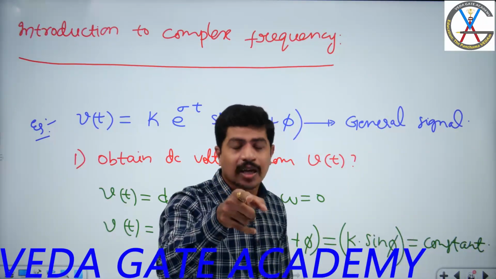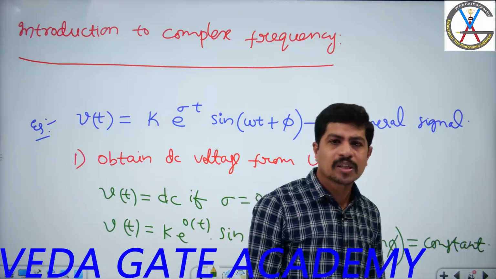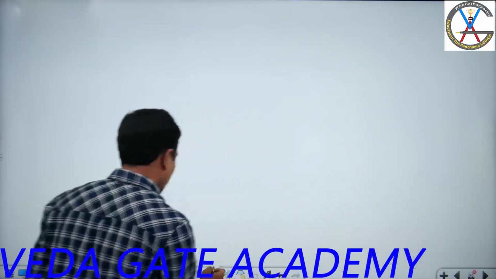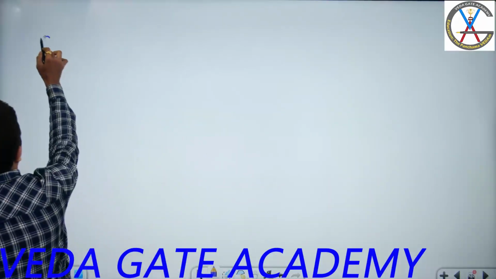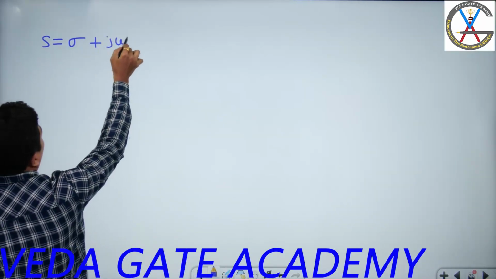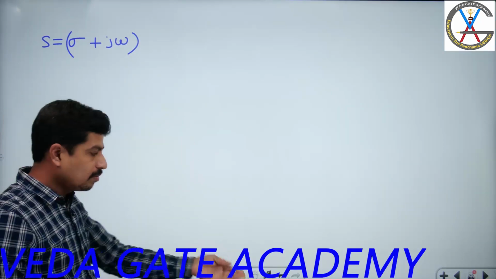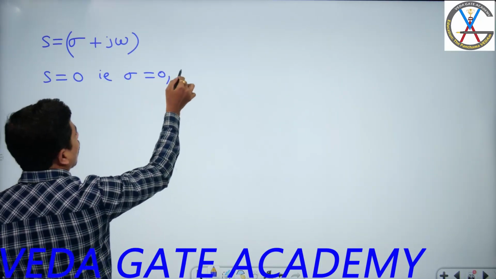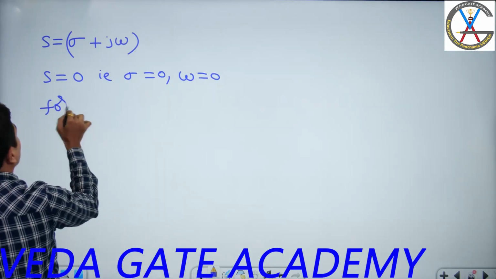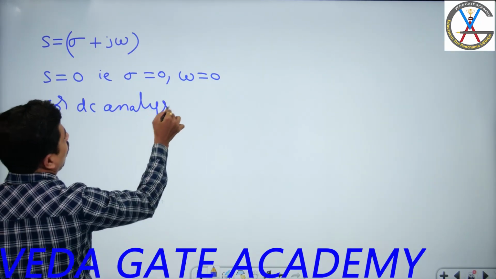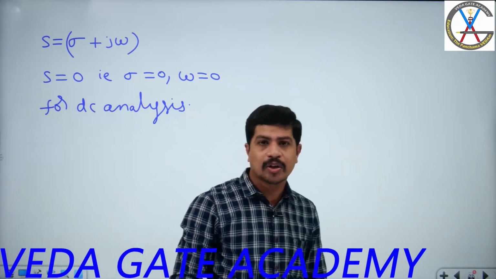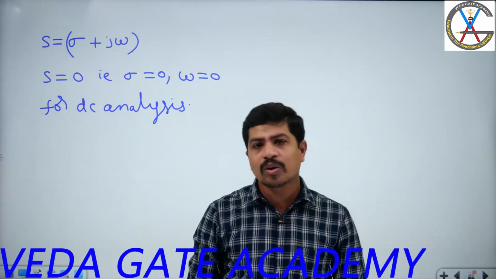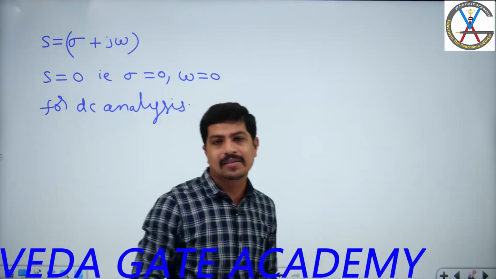Vice versa, if you want DC, substitute S is equal to 0, where S is equal to sigma plus j omega. Why we got S is equal to sigma plus j omega we are going to see in very short time. S is equal to 0, that is sigma is equal to 0, omega equal to 0 for DC analysis. Means if our applied input is DC to a given system or circuit, then we have to substitute S is equal to 0. S means sigma and j omega; sigma also 0, omega also should be 0. So this is about DC analysis.